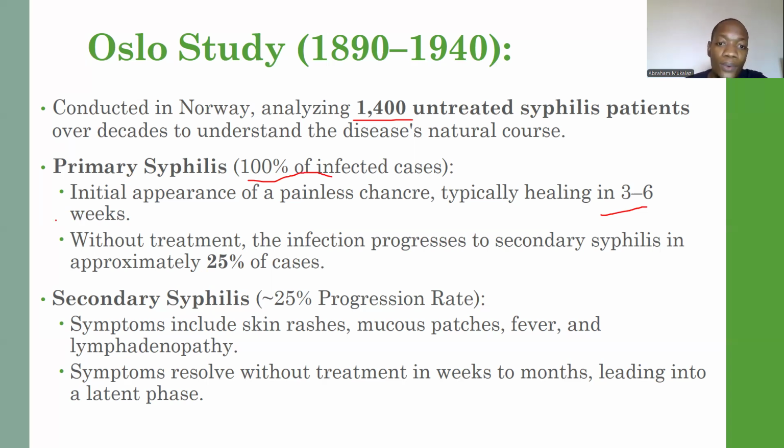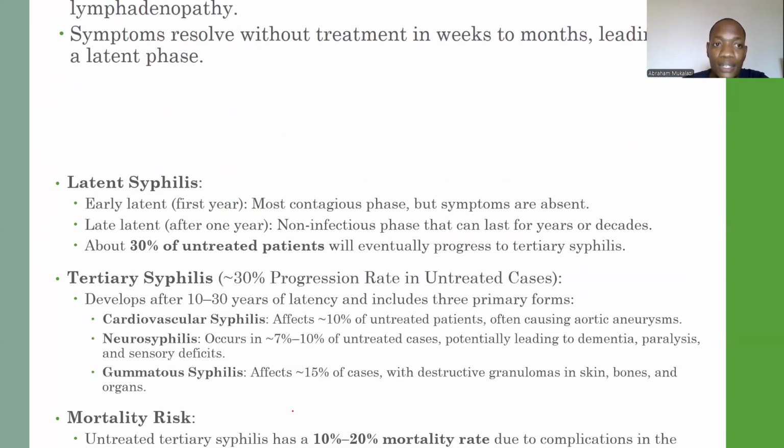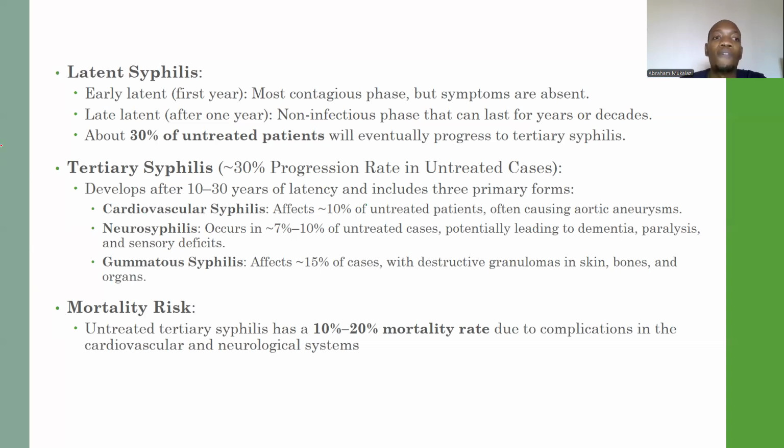So now, of those that went to secondary syphilis, they went on to develop the skin rashes, the mucous patches, the fevers, and lymphadenopathy. And then these symptoms could resolve without treatment in a few weeks to months. Then they went into a latent phase, those that developed secondary syphilis. So now, of people in the latent phase, some of them were categorized further into early latency and then late latency. So early latency was looked at to be the first year upon infection, and in this case, they discovered that these patients were actually very, very contagious despite them being asymptomatic.